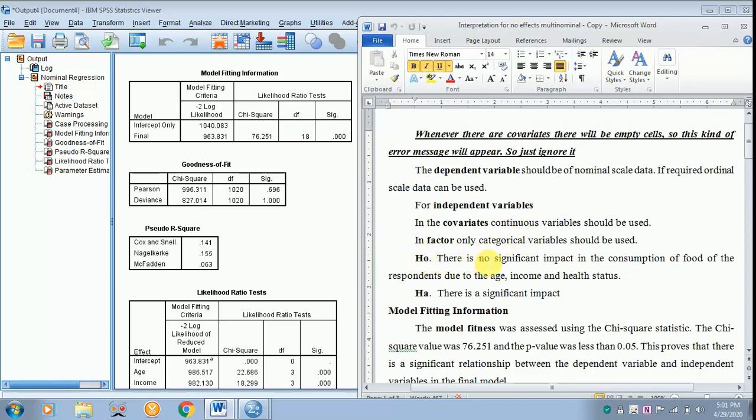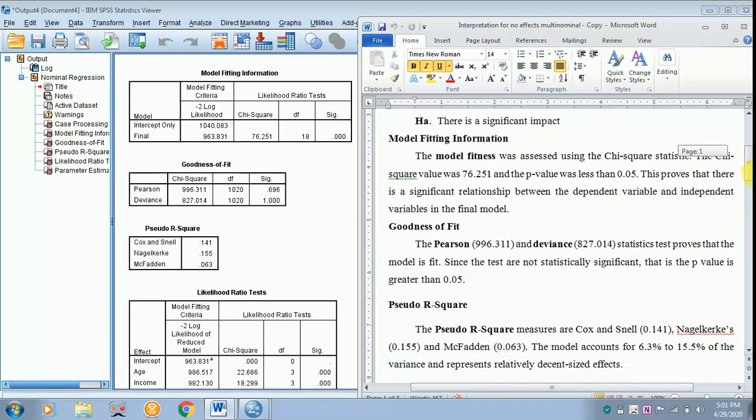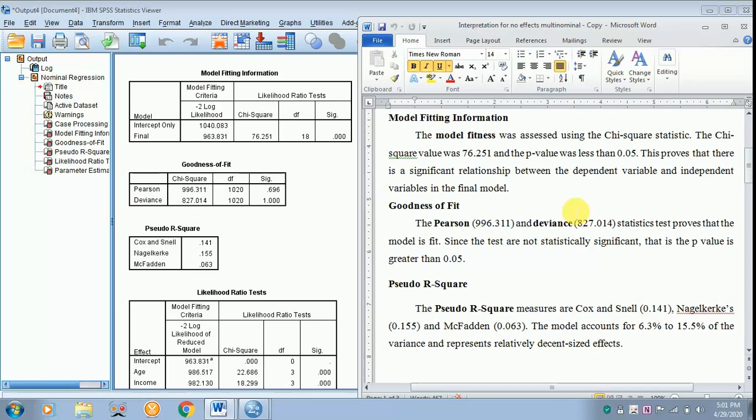Now the hypothesis to be tested is that there is no significant impact on the consumption of food of the respondents due to age, income and health status. So the alternate will be that there is a significant impact. Now for model fitting information, the write-up should be: the model fitness was assessed using the chi-square statistic. The chi-square value was 76.251 and the p-value was less than 0.05. So there is a significant relationship between the dependent and independent variables.